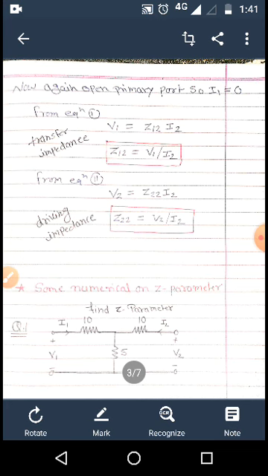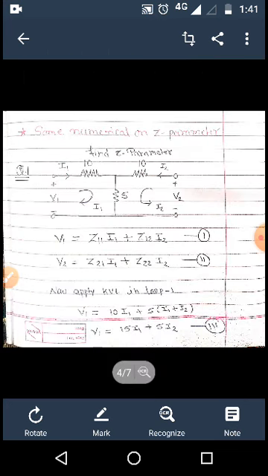So let us consider two loops, loop 1 and loop 2. In loop 1 we consider the current direction clockwise, and in loop 2 the current direction anti-clockwise. Why am I considering the current direction anti-clockwise here? Because the direction is given in the question.